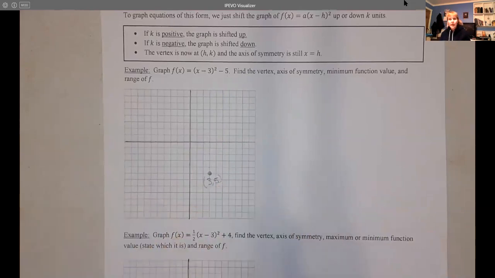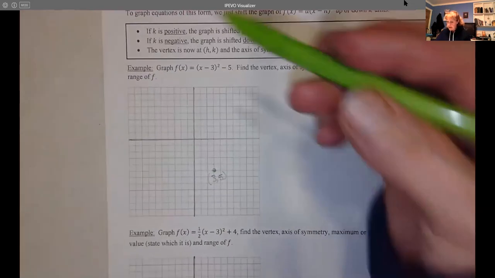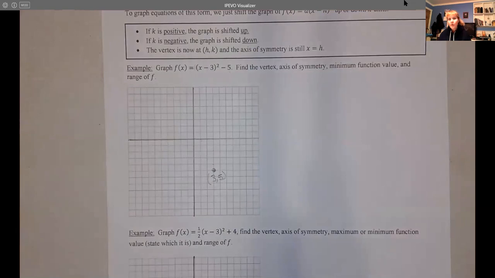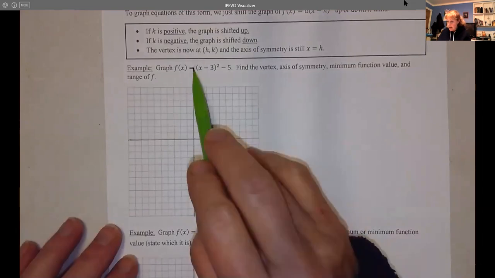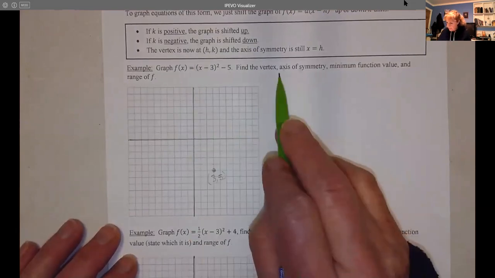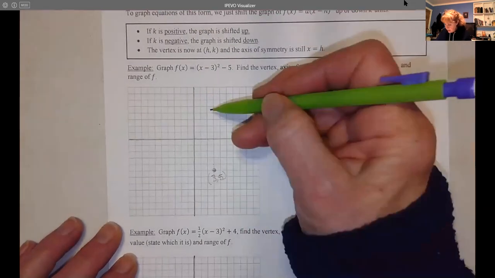Let's look, will this be opening up or down? Well, looking at this, the number in front is a +1. So it's going to have the same width as our parent graph of x squared. It's not going to be wider, it's not going to be narrower, and it's going to open up because it's positive. Now the axis of symmetry is a vertical line.